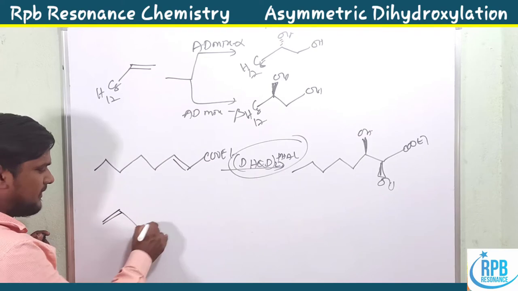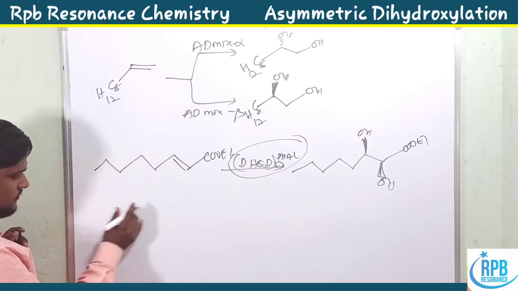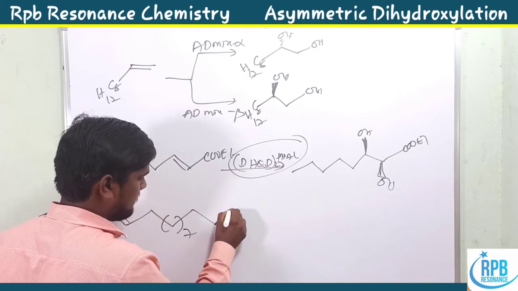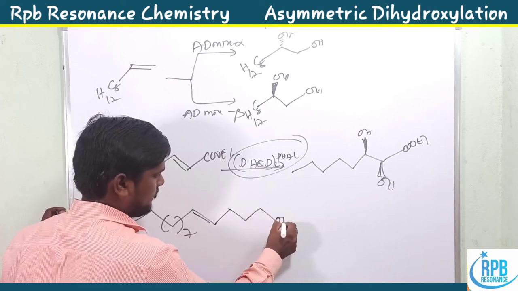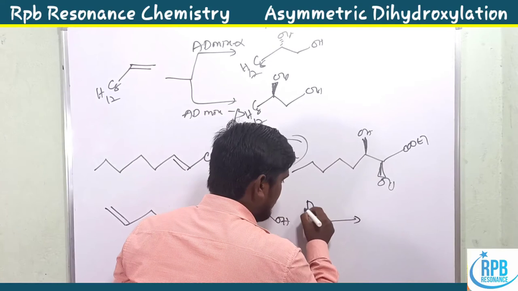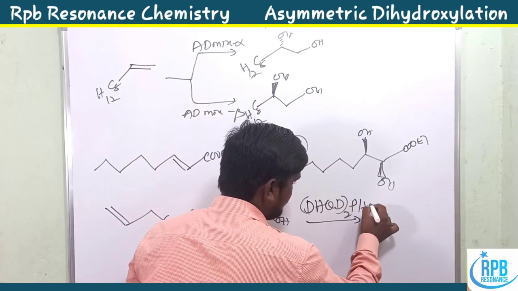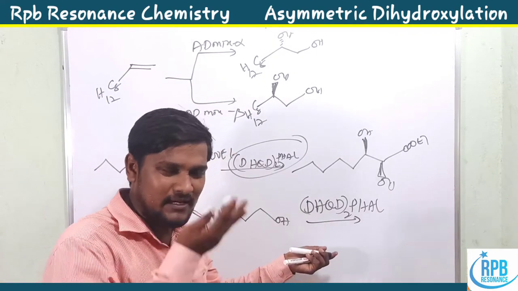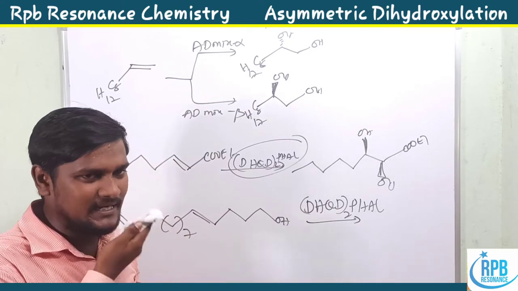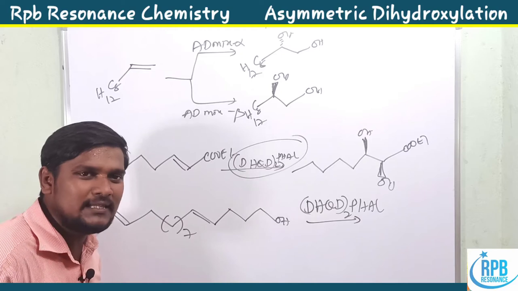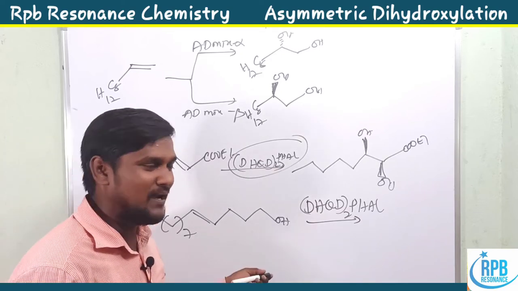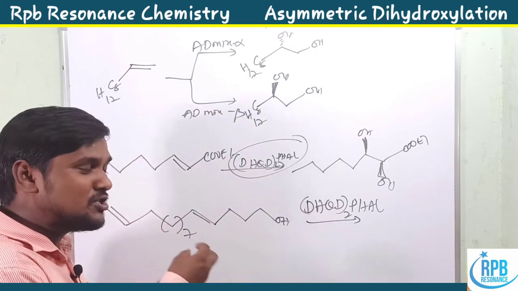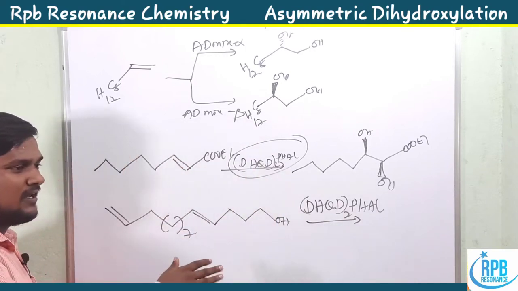Not only these kinds of materials. If you take these kinds of large groups, okay, this is the compound. When we use DHQD as the chiral ligand, DHQD PHAL, any alkene in the presence of AD mix beta chiral ligand gives the above the plane alcohol. But here the matter is that two double bonds are there. So in this case of regioselectivity of two double bonds, which double bond undergoes dihydroxylation, that selectivity is needed.